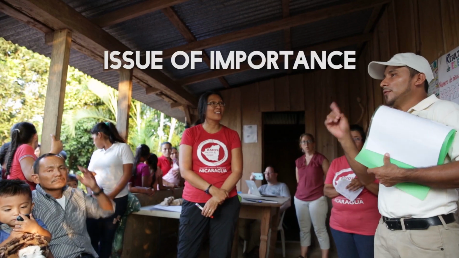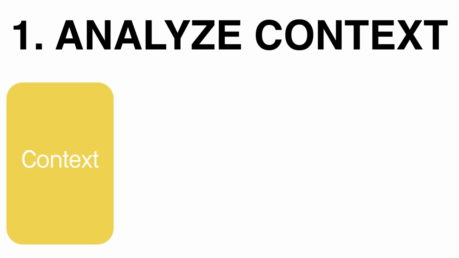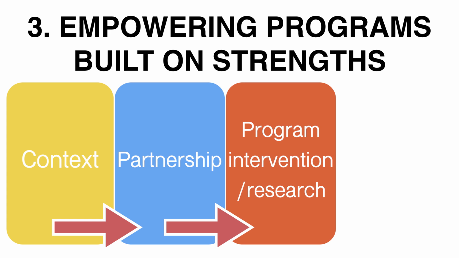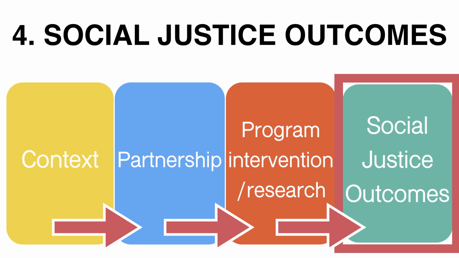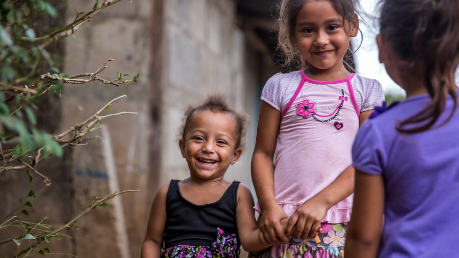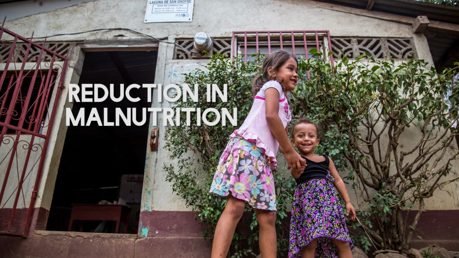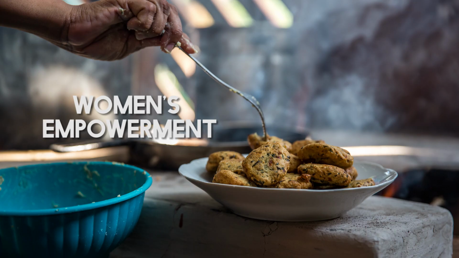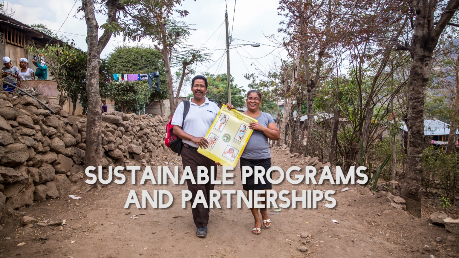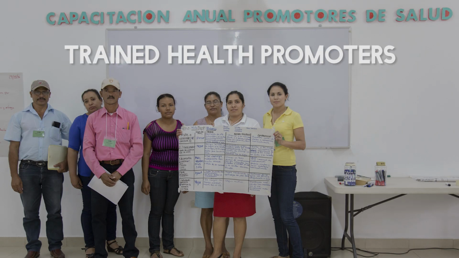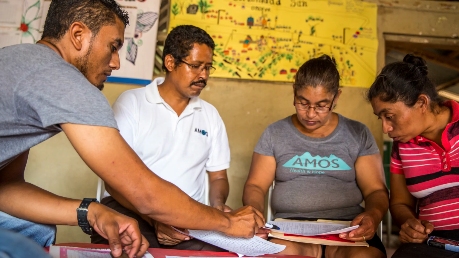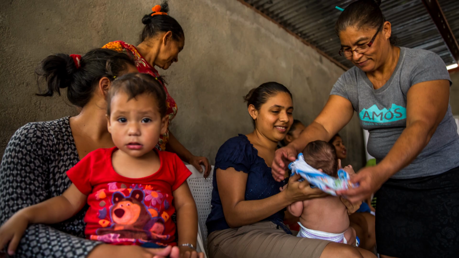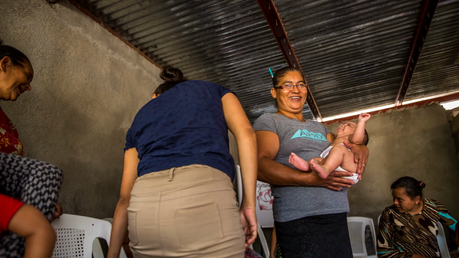So, if we start with an issue of importance to communities, analyze our context, partner well, and develop empowering programs and interventions that build upon all our strengths, we will hopefully have good social justice outcomes for improved health, which is the final component of the CBPR framework. Outcomes include short-term and medium-term health improvements, such as fewer children who are malnourished, mothers with skills to provide healthy meals for their children, sustainable programs and partnerships, and trained health promoters like Timotea and her Health Committee, who are organized to use data to take action to improve and transform the health of their communities.